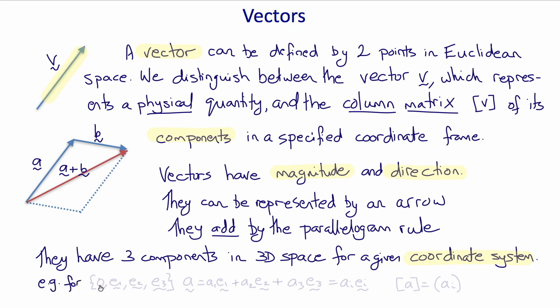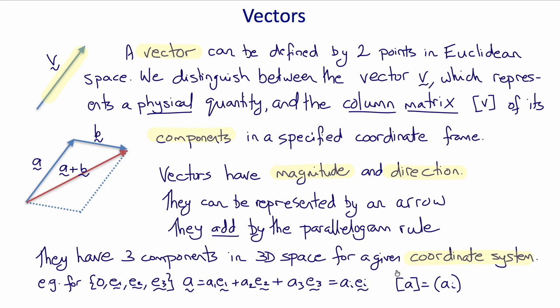For example, with the coordinate system with origin O and unit vectors e1, e2, and e3, the vector A can be written as A equals a1 e1 plus a2 e2 plus a3 e3, or using index notation and the summation convention, ai ei. The matrix A, a column matrix, is the matrix of the components of the vector.